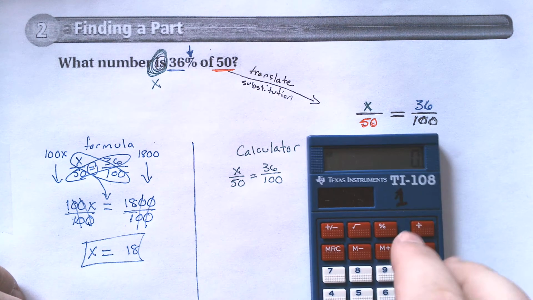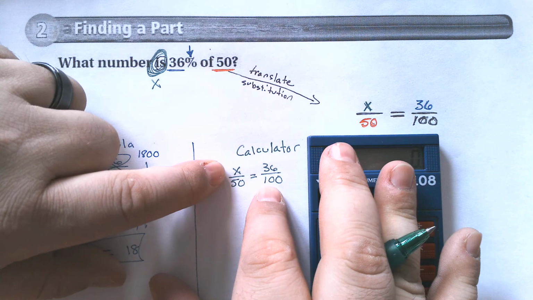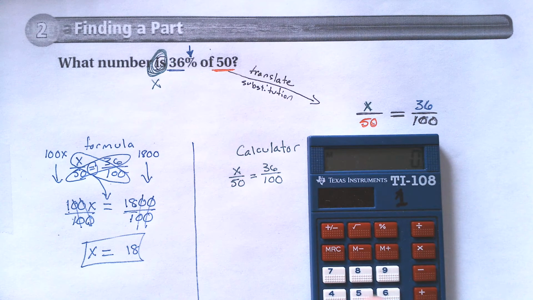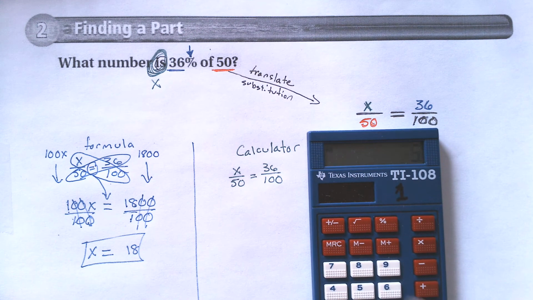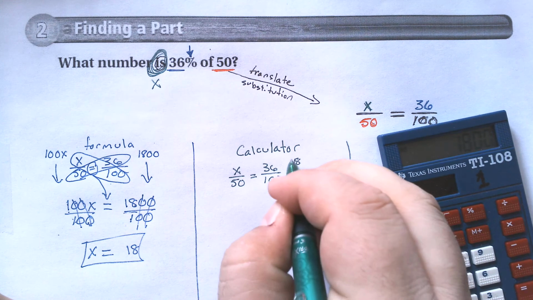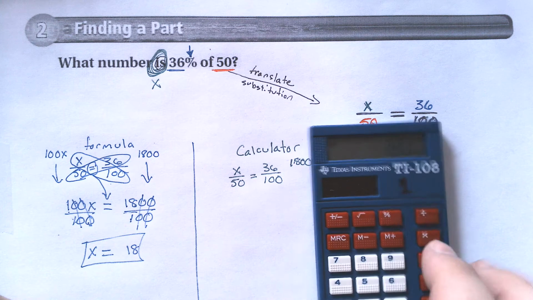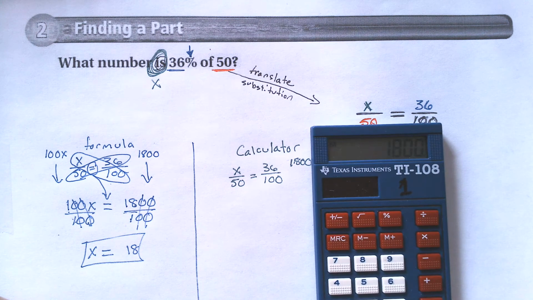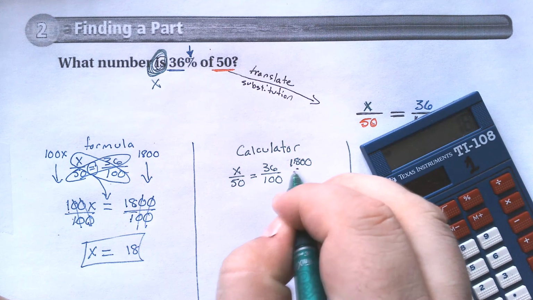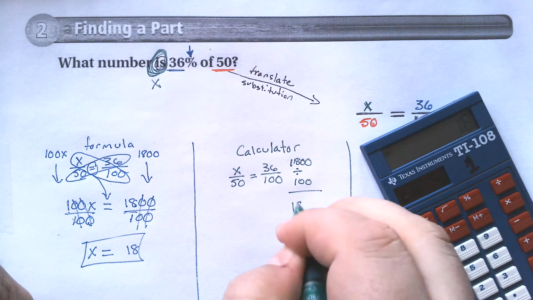And here, I'm going to cross multiply. So I can't take 100 times x. Those aren't two numbers. But I have 50 and I have 36, and those are cross multiplying. So I can take 50 times 36, and I get 1,800. And I can write that over here as a reminder of what it is, or I can just keep it in my calculator. And then I just hit divided by whatever's left, in this case, 100. Okay, so then I would do divide by 100, and my answer is going to be 18.